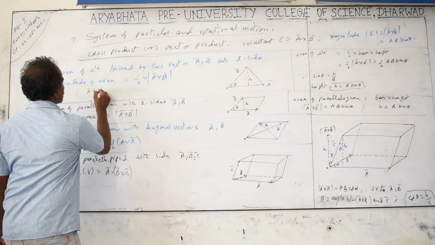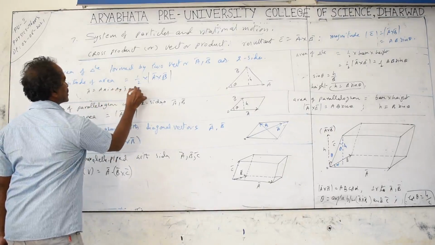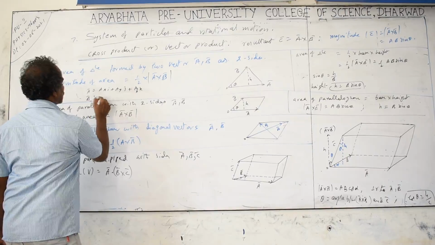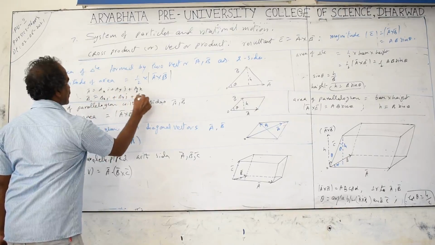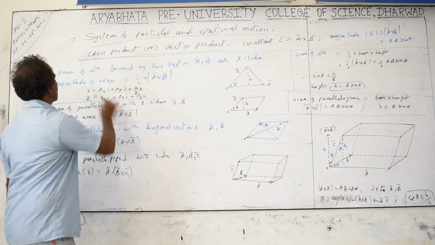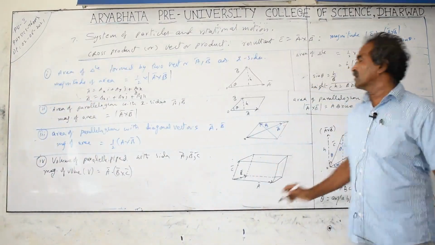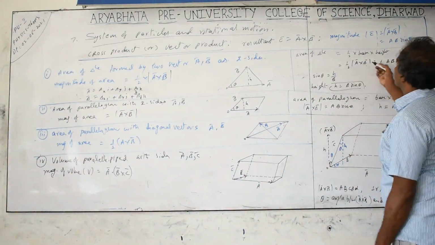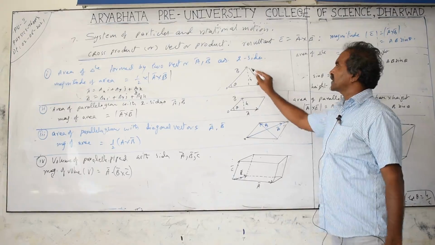A bar is equal to AXi plus AYj plus AZk. B bar is equal to BXi plus BYj plus BZk. In terms of the components they will give you, you have to find the area like this. What is the area formula you have for a triangle? Half into base into height. Half into base into height. Here the base is the magnitude of A, and the height is h.